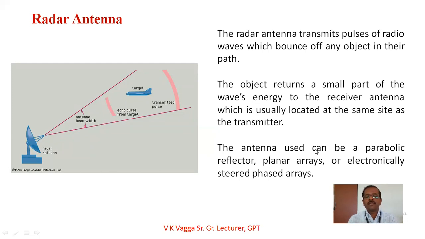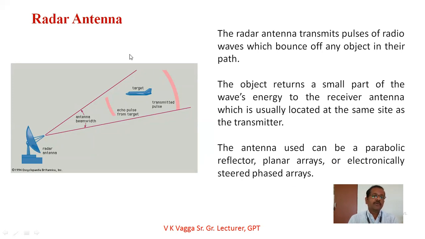And the antenna used can be a parabolic reflector, it can be planar arrays, or it can be electronically steered phased arrays. So the antenna can be parabolic, as you can see in the diagram, this is the parabolic antenna. In planar arrangements it can be of a plane form also. And in electronically steered phased arrays, it can be in the form of sticks also.